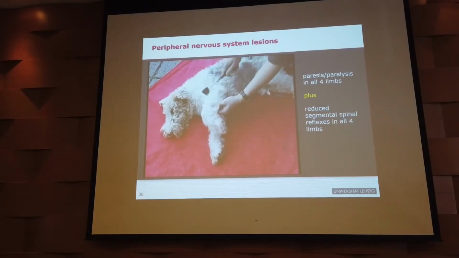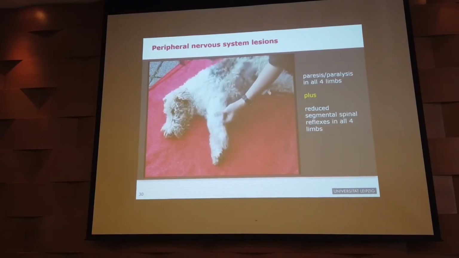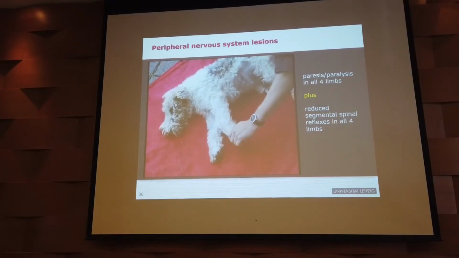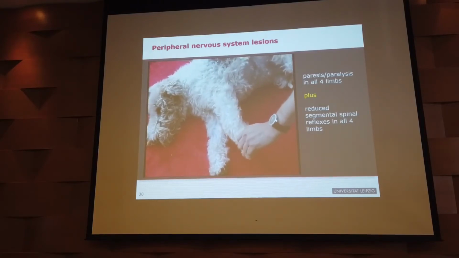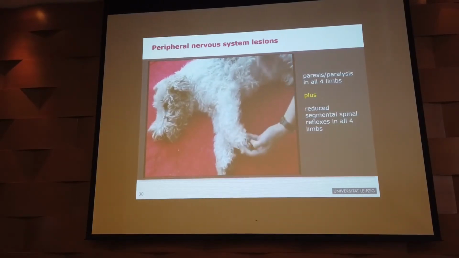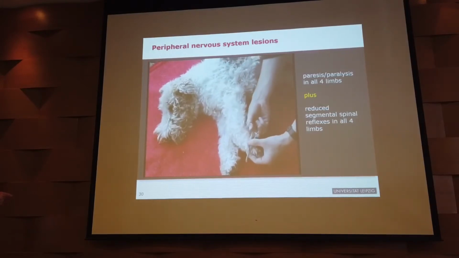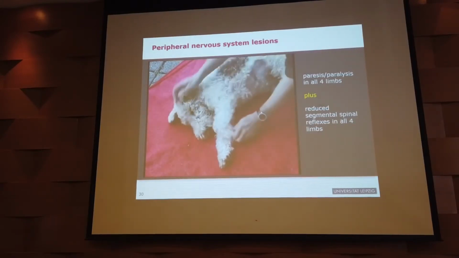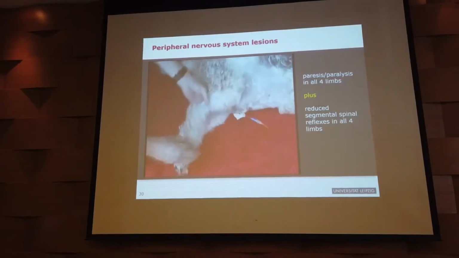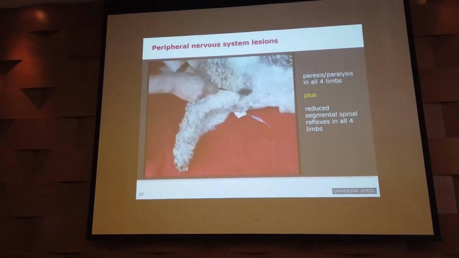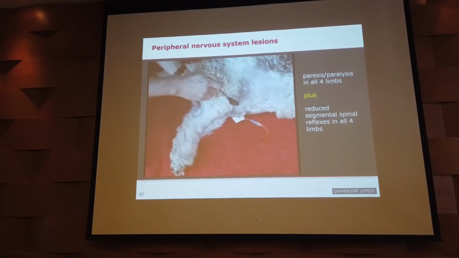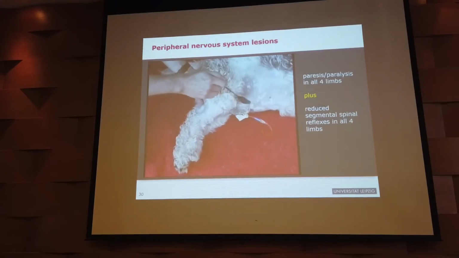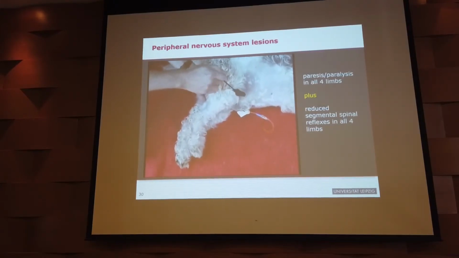Extensor carpi reflex. Could be normal, could be slightly reduced, I don't know. There's a little bit of a gray zone, but flexor reflex, nothing. And it looks exactly the same on the other side. If you have a patient like that, reduced to absent voluntary motor function in all four limbs and reduced segmental spinal reflexes in all four limbs, it does not mean that all reflexes have to be lost. You have to find a reduced reflex in any limb. Then it's peripheral nervous system disease.